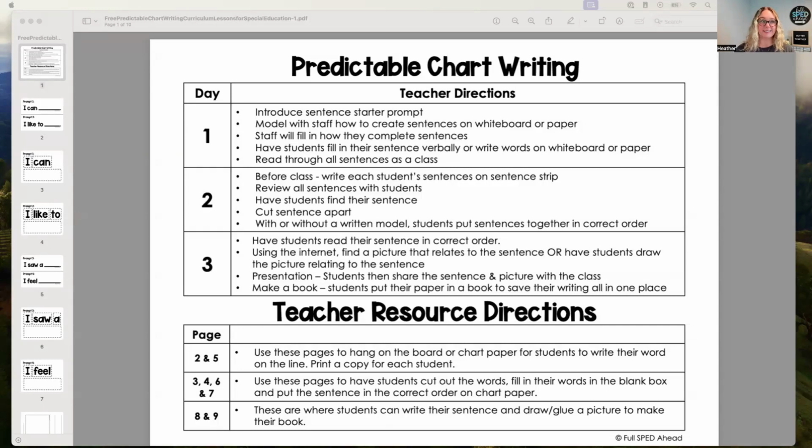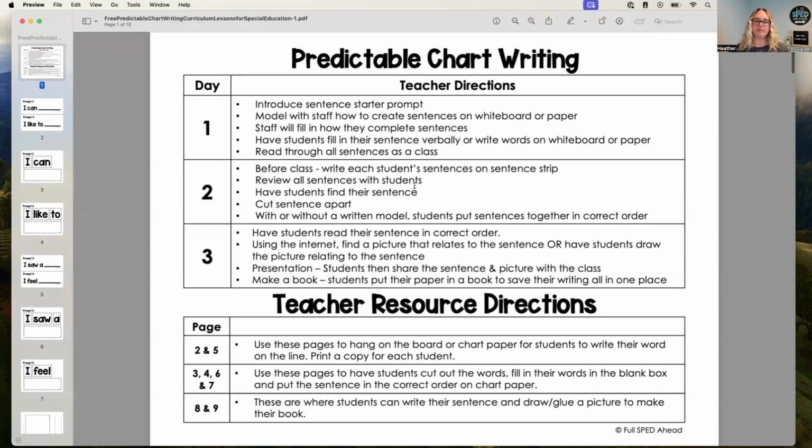Awesome. This is the digital version of what I have literally printed right in front of me, so that you can see this a little more clearly. It goes through the 3 days of what is expected of you as the teacher. You're introducing that sentence starter. You're going to model with staff how to use it. You're going to show how they can complete these sentences. And then you're going to have the students fill in their own. Either they can do it verbally on their device, or find a word on their device to fill in that sentence, and read through all the sentences of the class. That's day one. That's it.